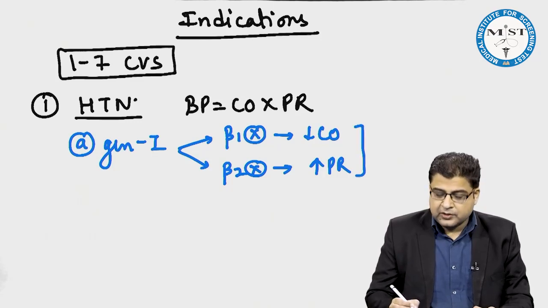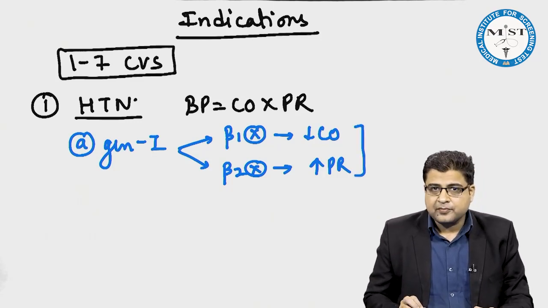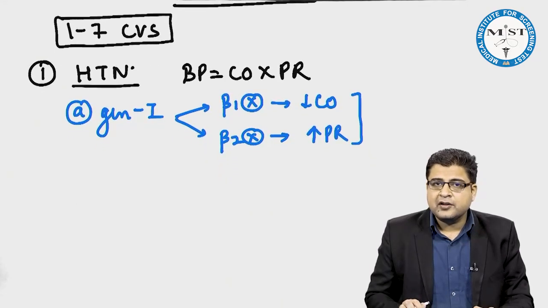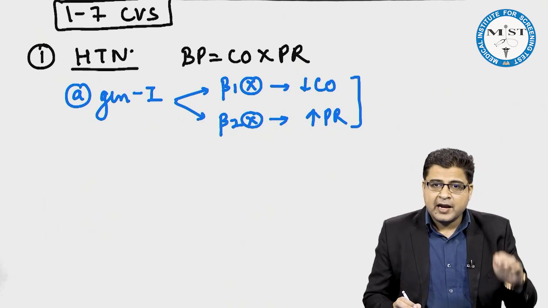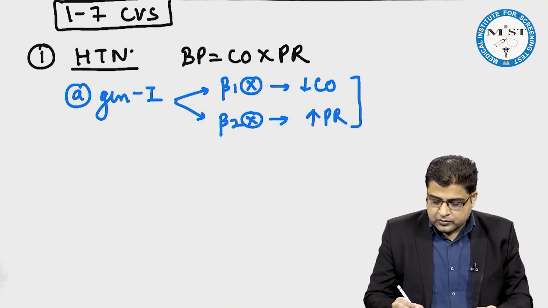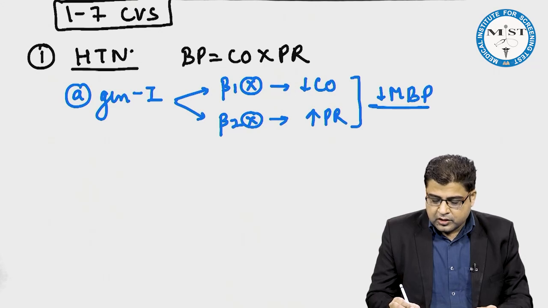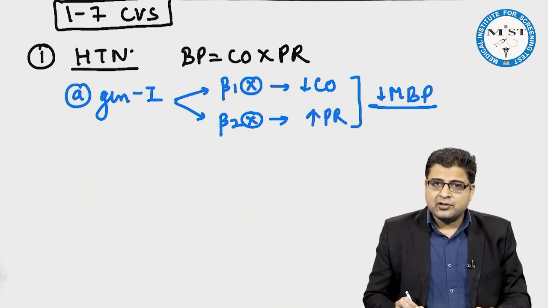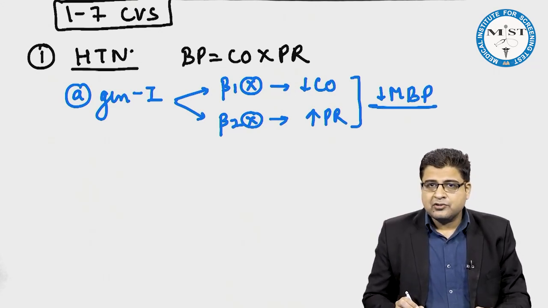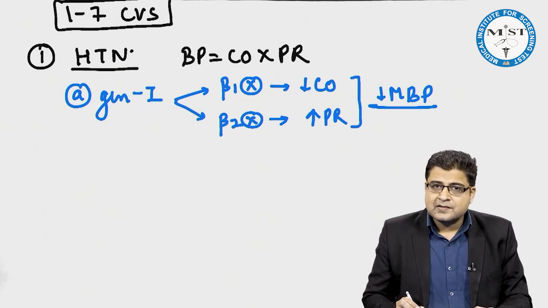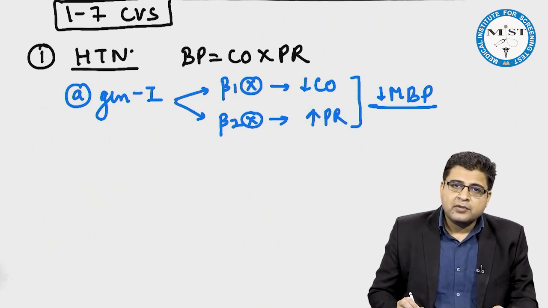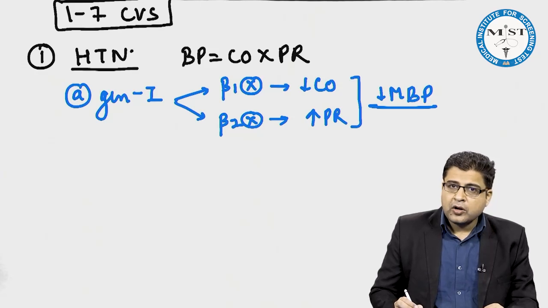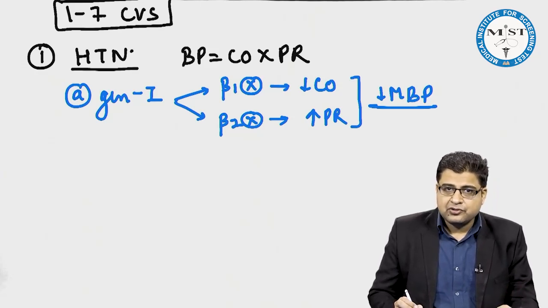So one parameter is decreased, the other parameter is increased. In such scenarios, we have to calculate the mean blood pressure. If we calculate the mean blood pressure after giving non-selective beta blockers, we will find that there is a mild decrease in mean blood pressure. So these medicines can reduce blood pressure, but they are not very good drugs for hypertension treatment. Clinically, these medicines are rarely used for the treatment of hypertension, because they have only a minor effect on blood pressure. But if we talk about other generations of beta blockers, generation 2, generation 3.